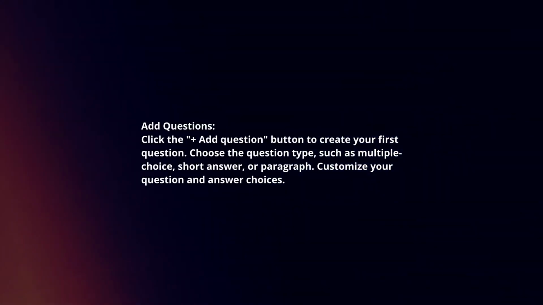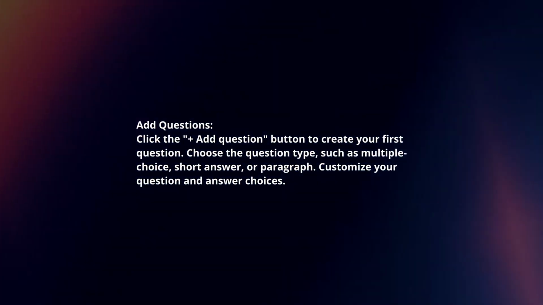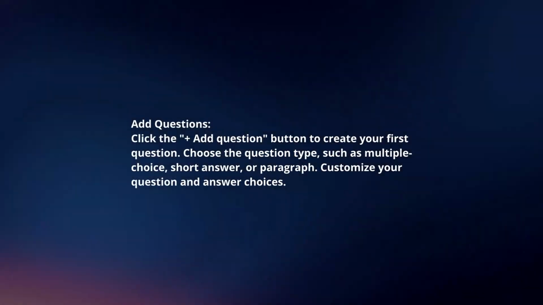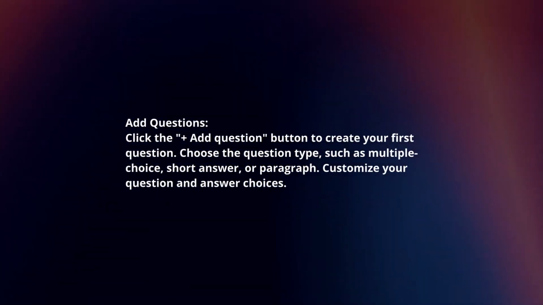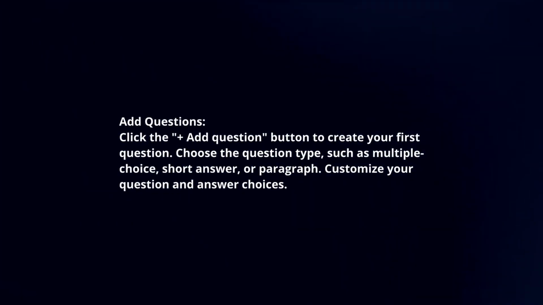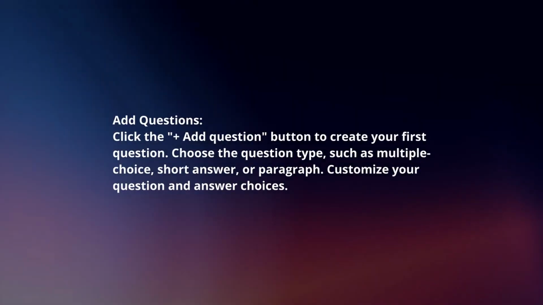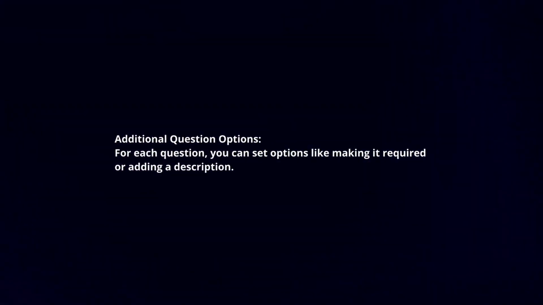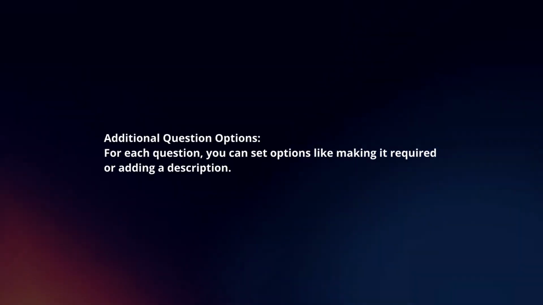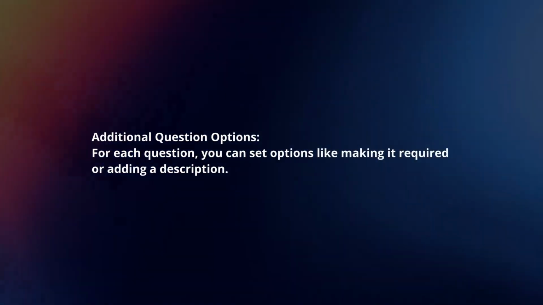Add questions. Click the plus Add Question button to create your first question. Choose the question type, such as multiple choice, short answer, or paragraph. Customize your question and answer choices. Additional question options. For each question, you can set options like making it required or adding a description.